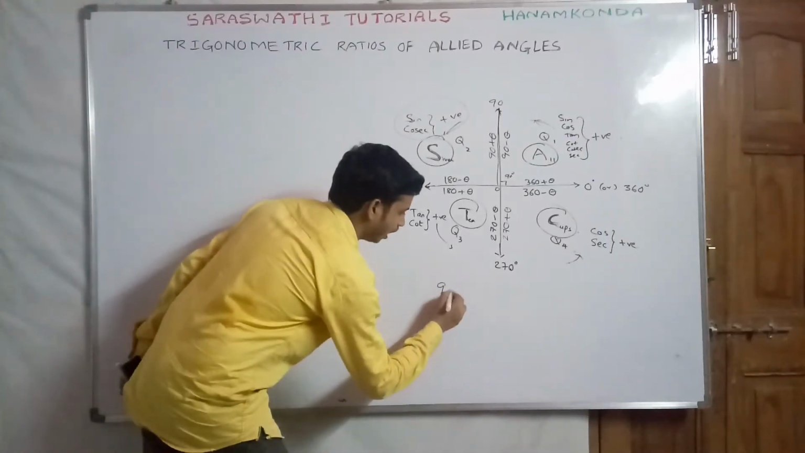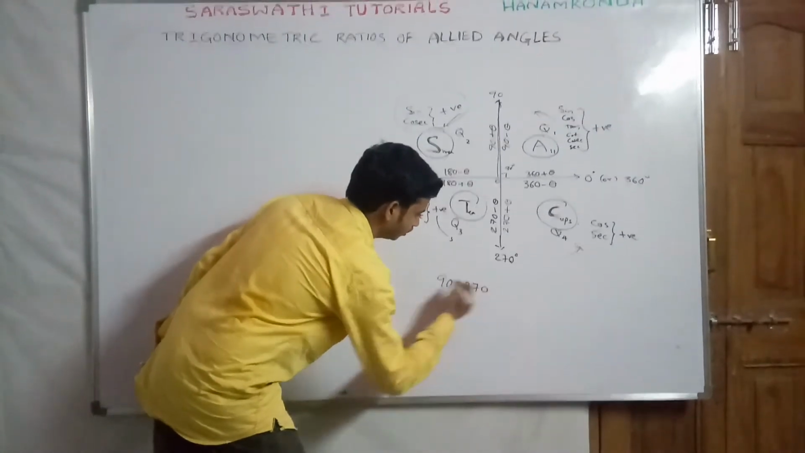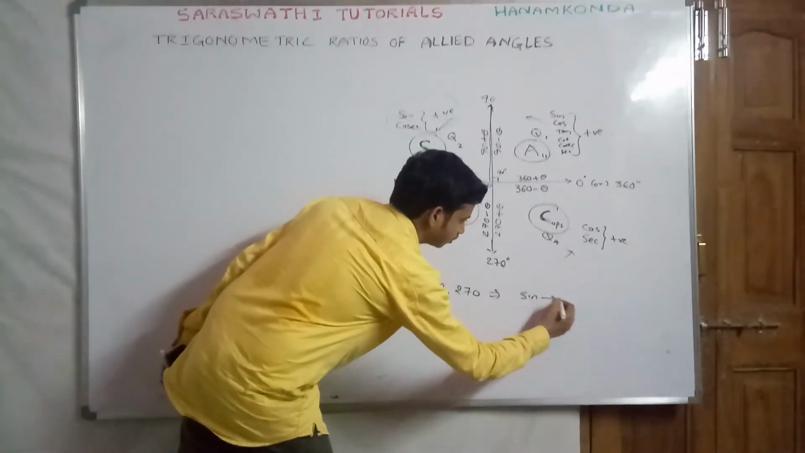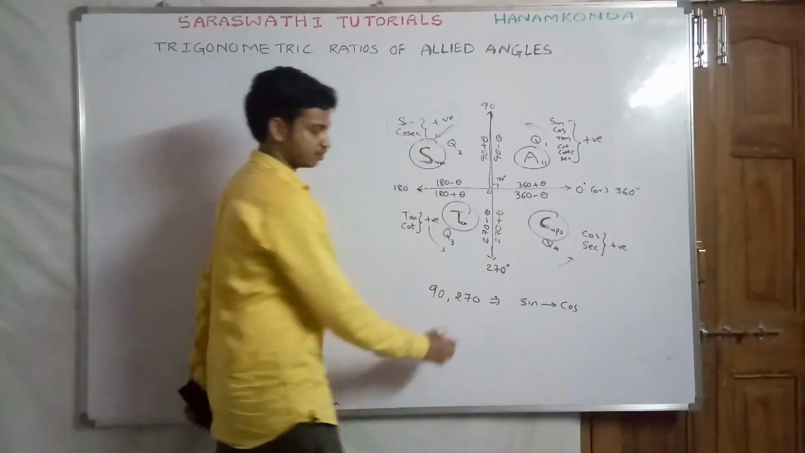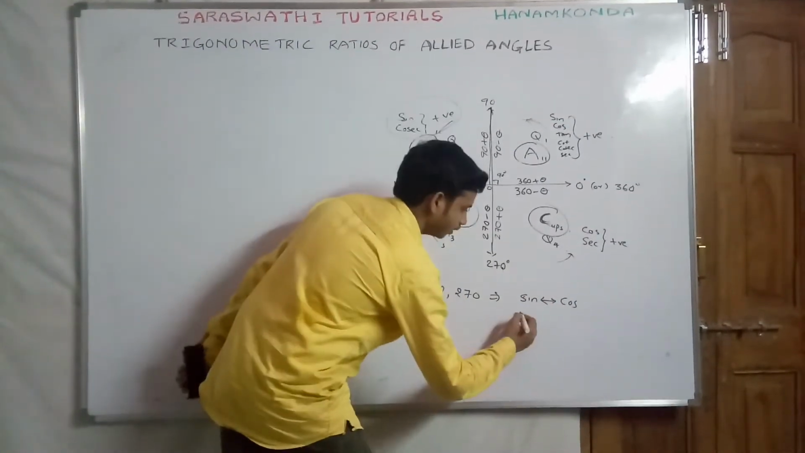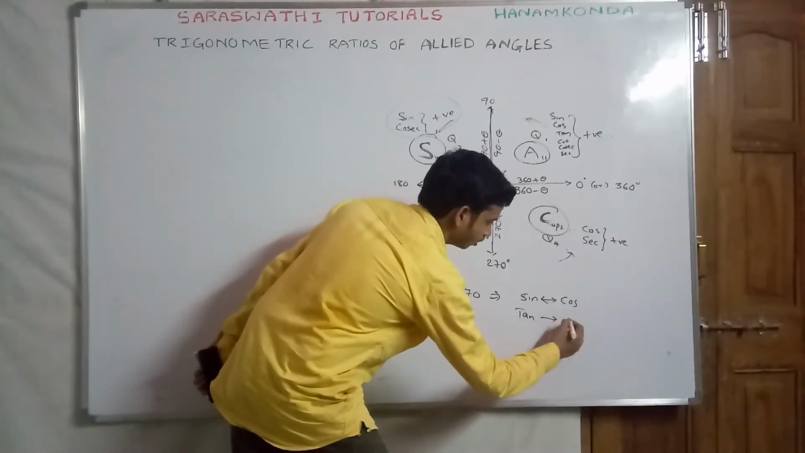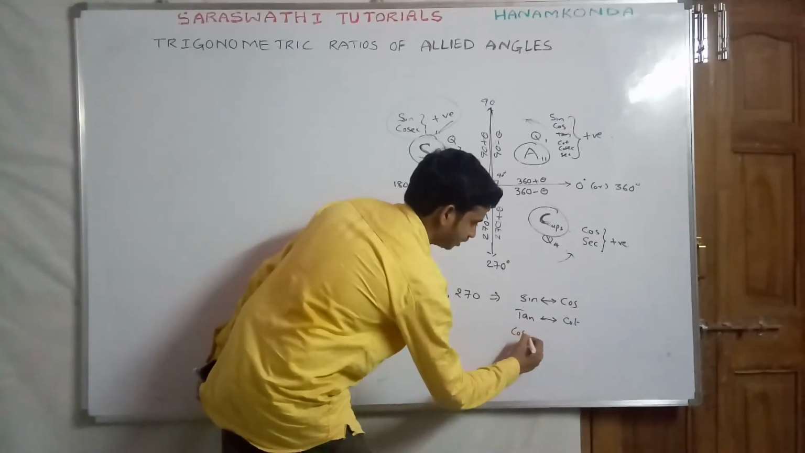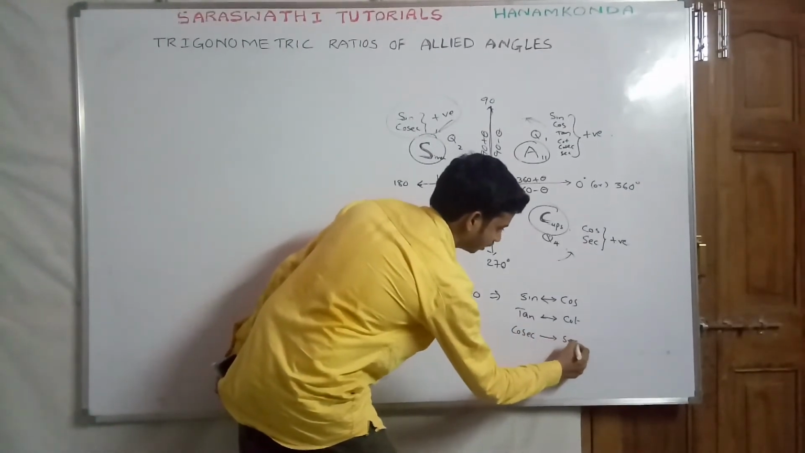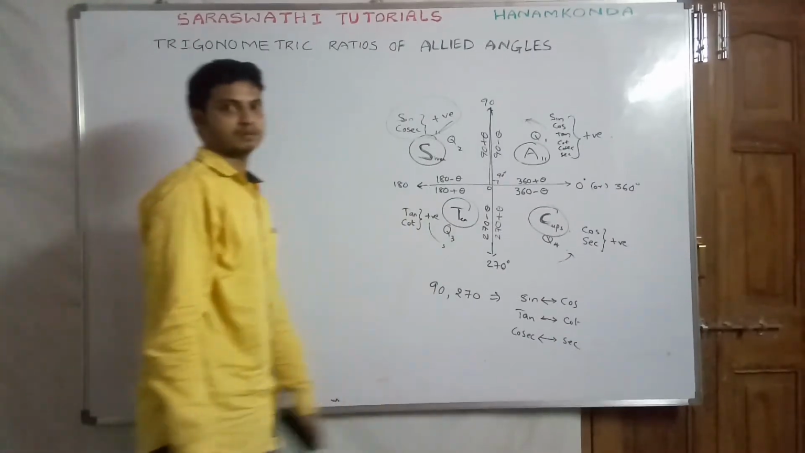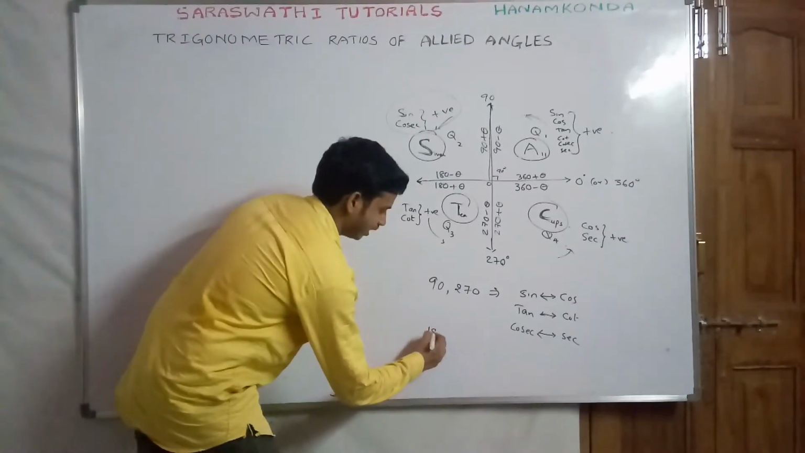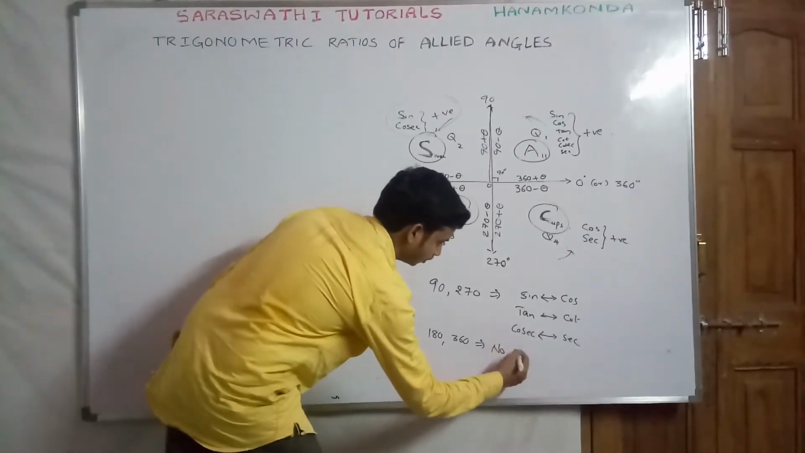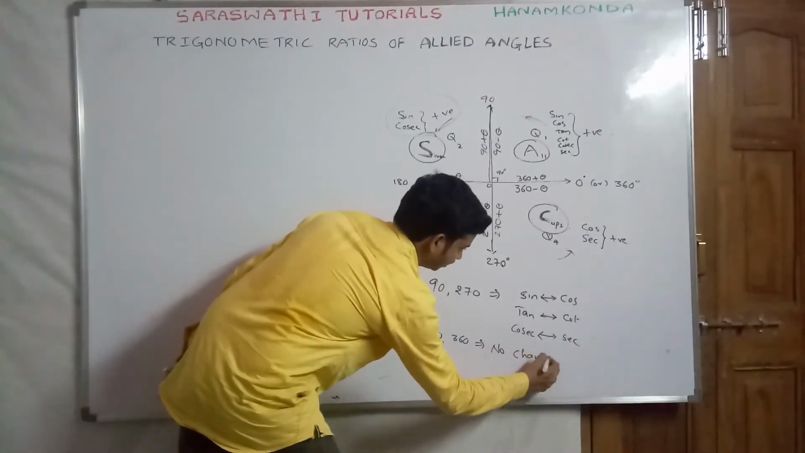Okay, for 90 and 270, sine changes to cos and cos changes to sine. Next, tan changes to cot, cot changes to tan, cosec changes to sec, and sec changes to cosec. And for 180 and 360 there will be no change in the trigonometric ratio.